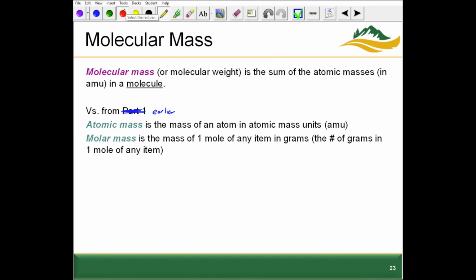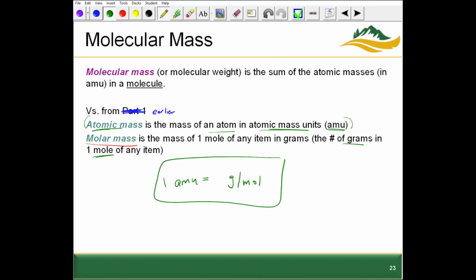So we talked a ton about the molar mass so far. This is units of grams per mole of any item. Recall also this concept we've talked about before as well. The atomic mass is the mass of any atom in atomic mass units, or AMU. Very importantly, 1 atomic mass unit is the same thing as 1 gram per mole.